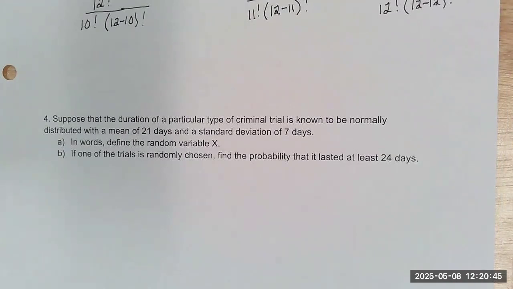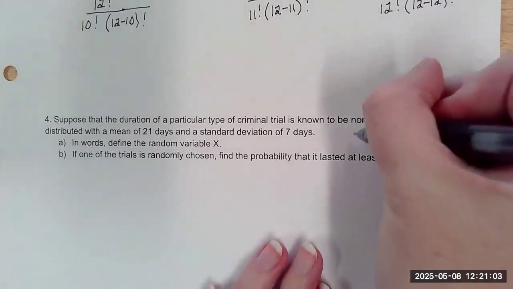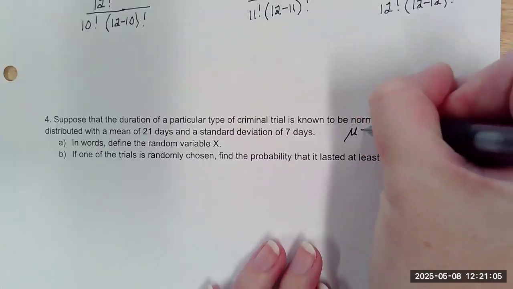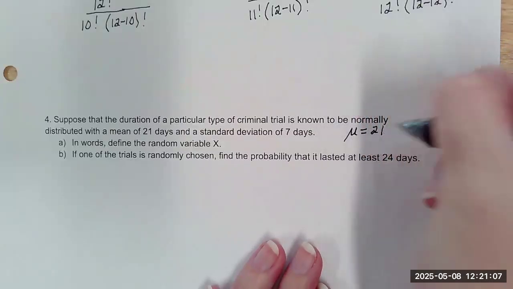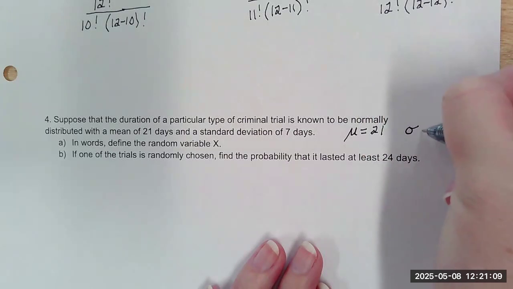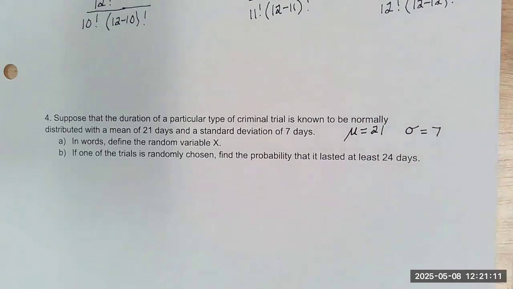Suppose that the duration of a particular type of criminal trial is known to be normally distributed with a mean of 21 days and a standard deviation of 7 days. Okay. So they gave us two pieces of information here. They said that you have a mu of 21, and they said you have a sigma of 7.